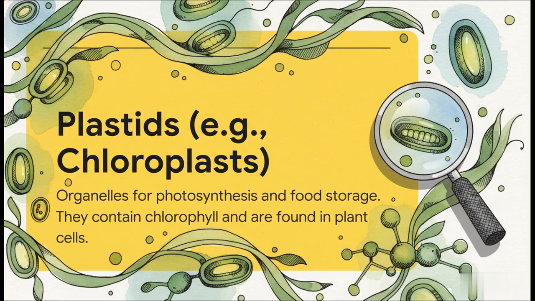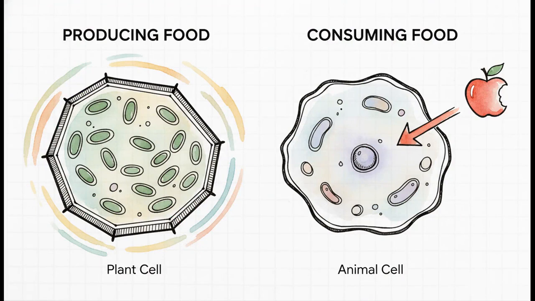The more technical term for these guys is plastids, and chloroplasts are the most famous type. Plastids are responsible for making and storing food. They're filled with a green pigment called chlorophyll, and that's the stuff that actually captures the sunlight. It's also why most plants are, well, green. Now, if you look at animal cells, you won't find a single plastid, not one. And that makes perfect sense, because animals are what we call heterotrophs. We get our energy by eating other things. Since we don't produce our own food, our cells just don't have the equipment for it. It's another one of those differences that goes right back to lifestyle.